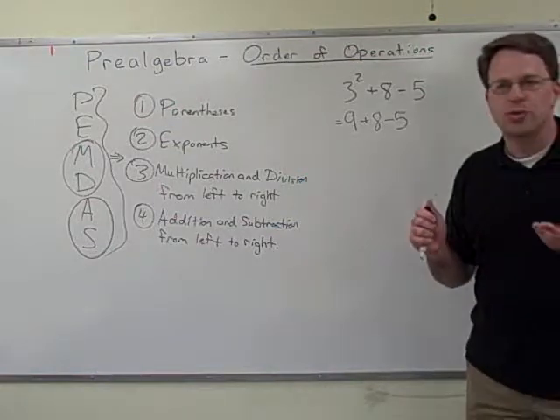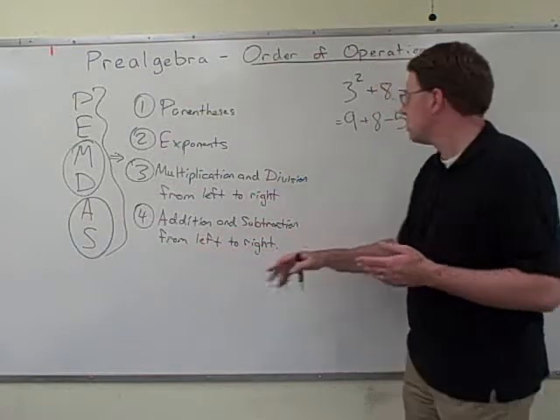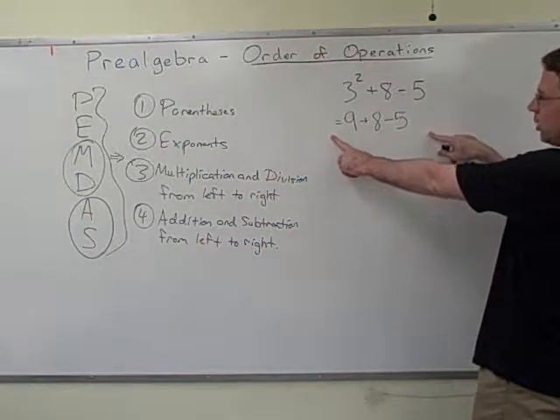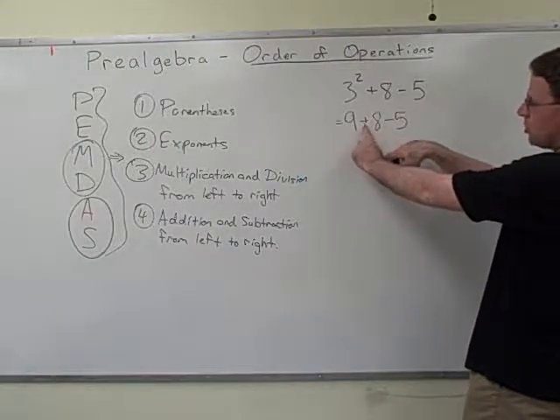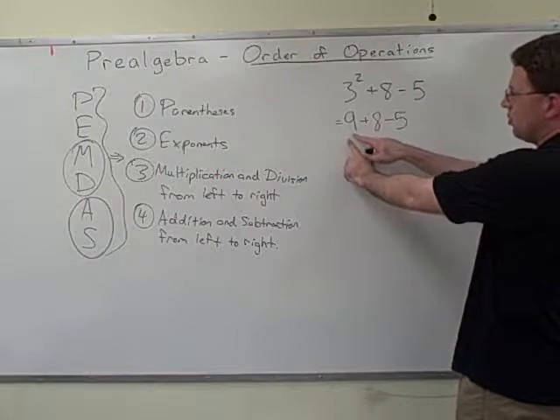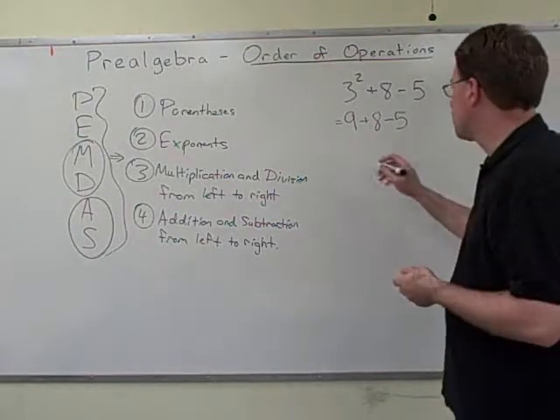So which one do we do first? Well, it's from left to right, just the same way we read. So what's the first one we run into? It's this one, the plus. So the first thing we do is 9 plus 8. 9 plus 8 is 17.